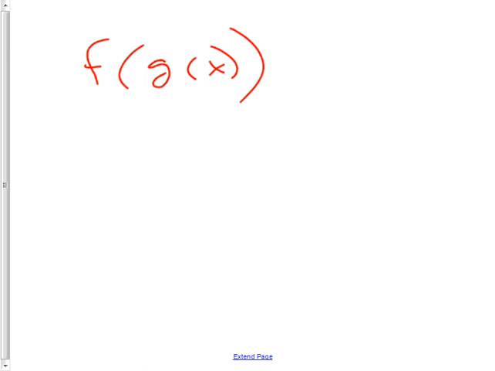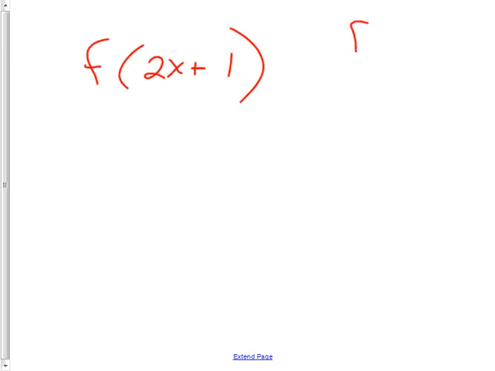Well, if you know what g of x is, it's not that hard to do this. You just start with the g of x. And if I said g of x was 2x plus 1 or something, I just put that in there. And then I got to do this. This is the harder part. The harder part is when I do f of 2x plus 1.